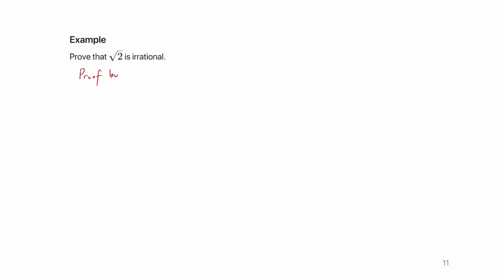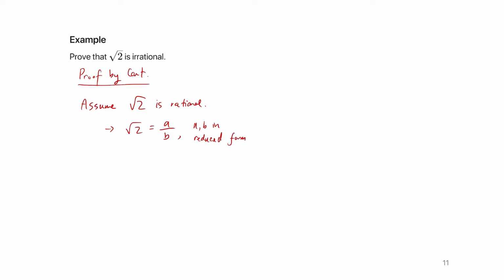Proof by contradiction. Assume root 2 is rational. And if it's rational, what can we say? You can write it as the ratio of 2 integers, right? And so we'll assume square root of 2 is equal to a over b. And just so that we know a and b are unique, let's assume that they're in reduced form. Another way of saying this is they share no common factors. Okay? Just like 4 over 8 is equal to 1 over 2. We're going to say this is the lowest form of this.